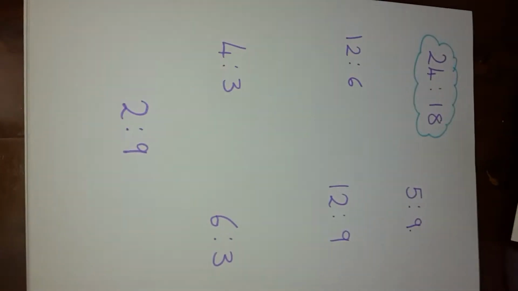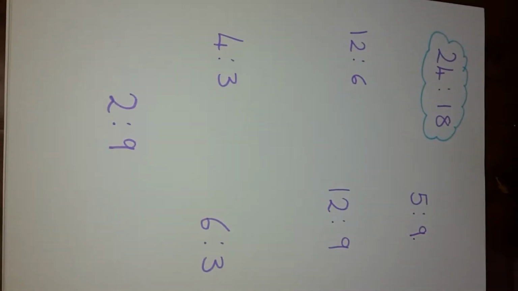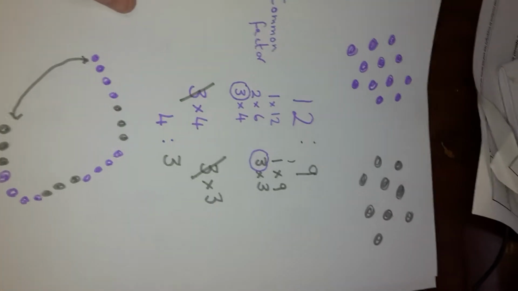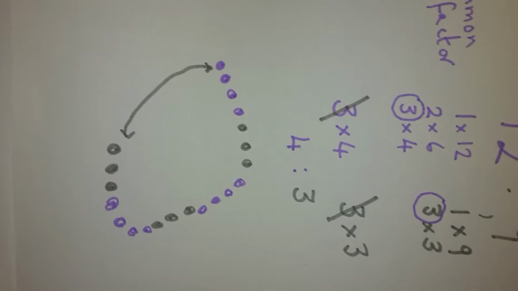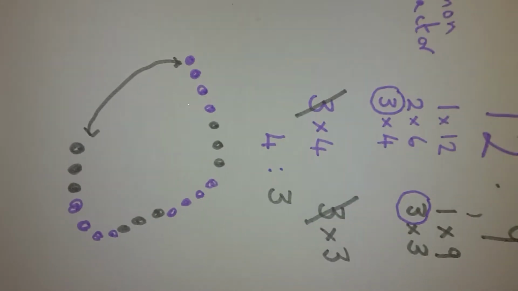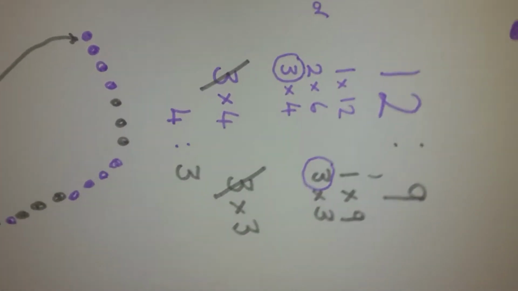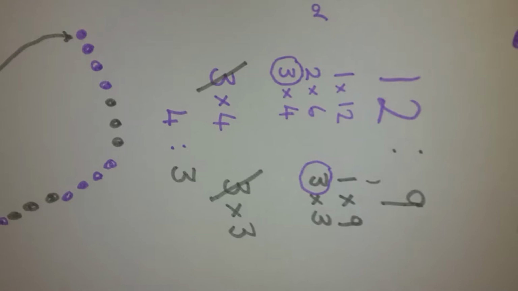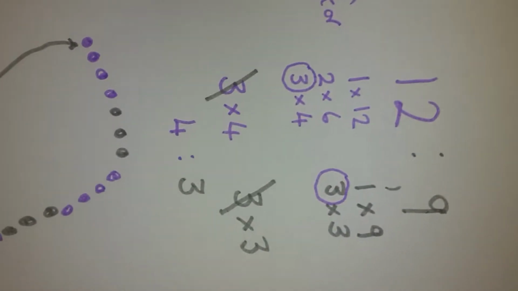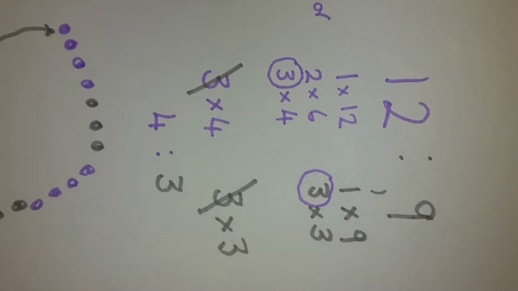So it's really important that you can spot ratios that show the same thing. For example, here we had 12 to 9, but 4 to 3 also showed the same thing. It showed the pattern that the beads could be put in. So those two ratios are technically identical in the sense that one is a simplified version of the other one. They both show the same ratio.